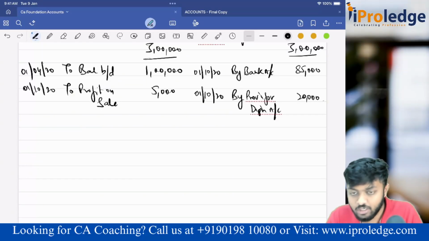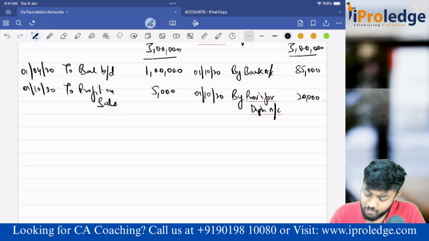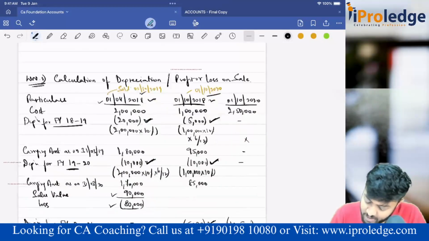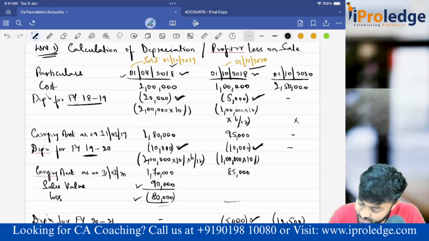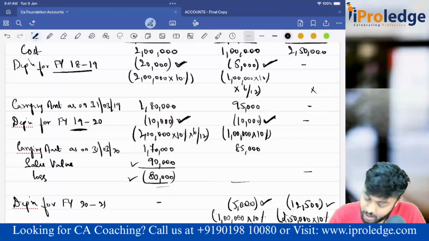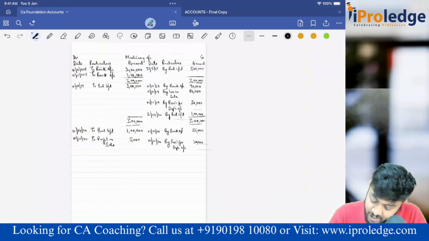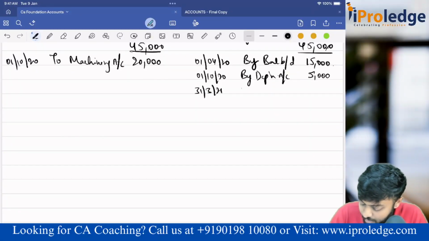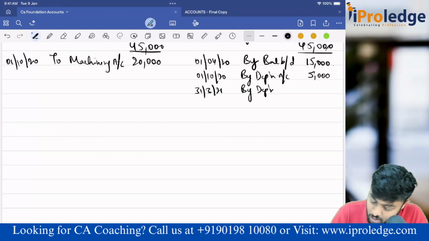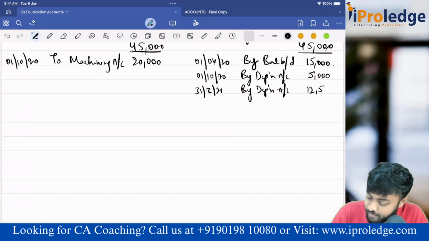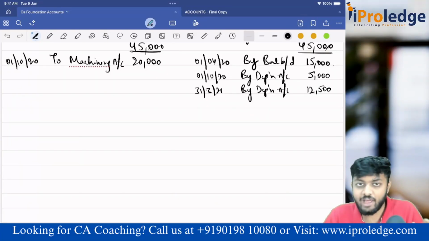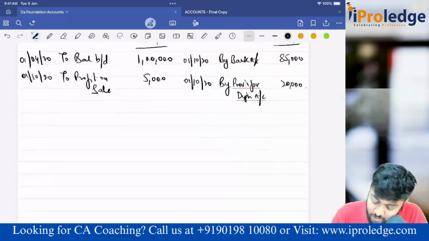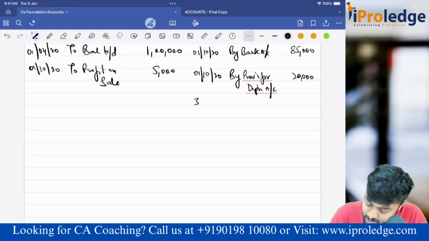Now I'm done with all the sales entries. Now what will I do? I'll give depreciation on the remaining assets and then close it off. What is the depreciation on the remaining assets? Now these two are gone. The remaining asset is this. What is the depreciation? 12,500. So that much depreciation I'll give. 31/3/21, by depreciation account, 12,500. I gave depreciation on the remaining assets also. Now I will balance everything and close it.